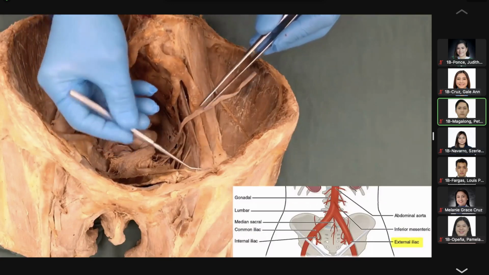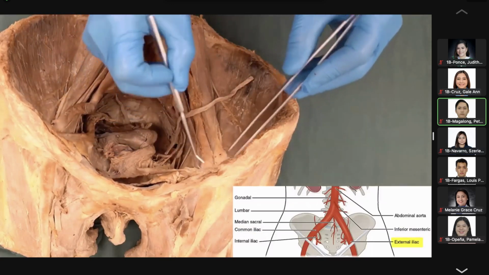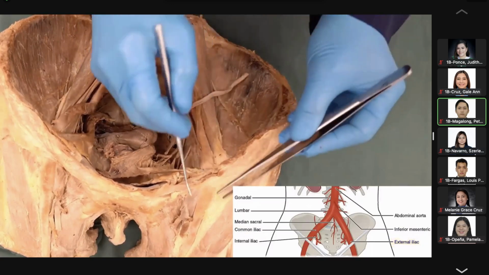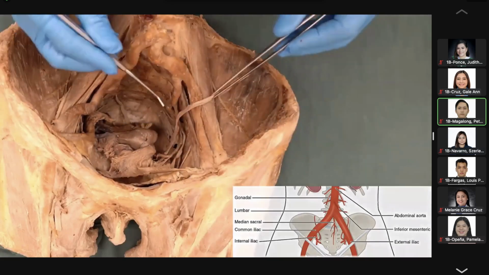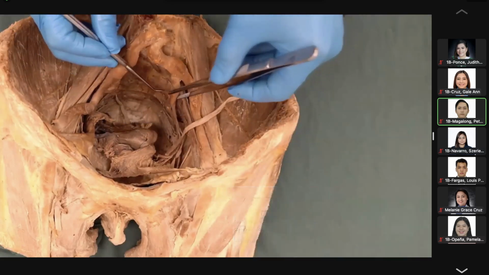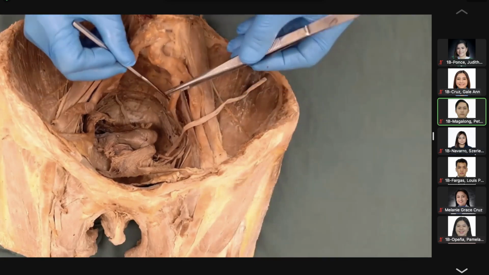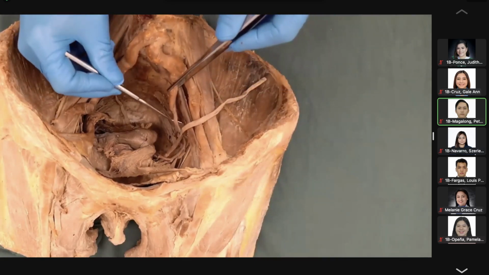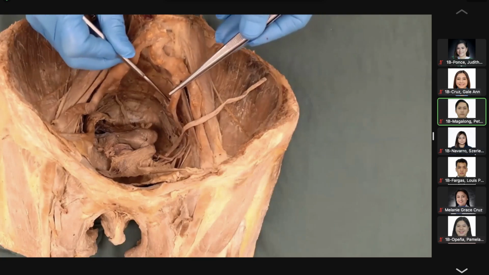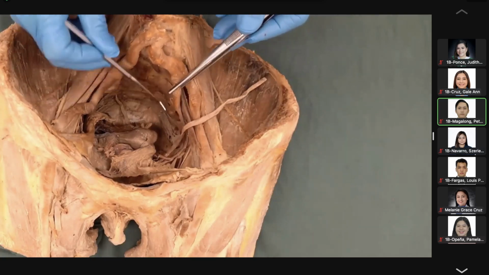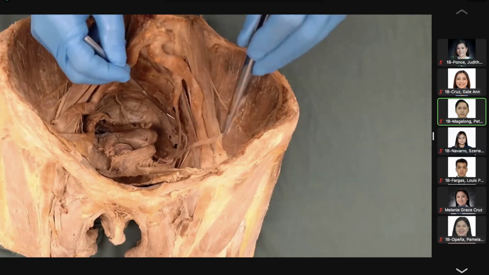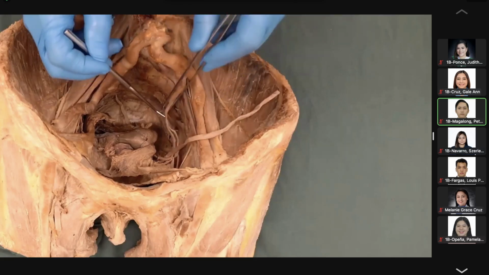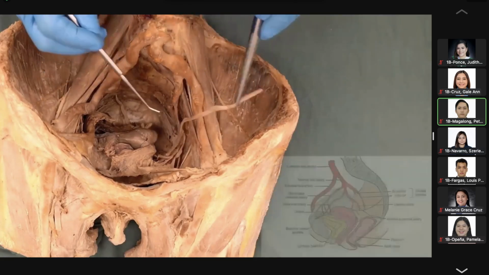And that is the external iliac, which goes all the way down, and after passing the inguinal ligament, it is going to be called the femoral artery in the thigh. So back to the internal iliac. The internal iliac has 2 trunks, the anterior, this one, and the posterior, sometimes called divisions, anterior division and posterior division. So we are going to focus on the branches of the anterior division here.